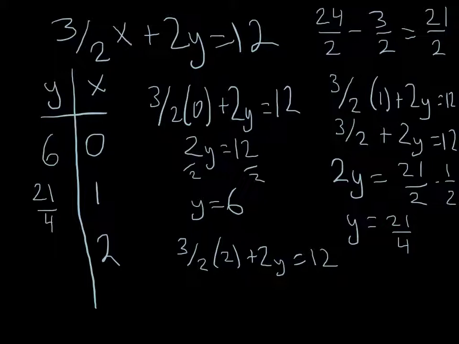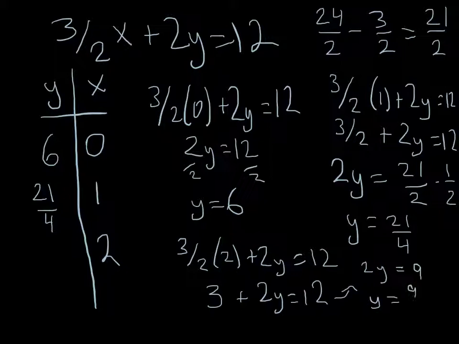This one works out a lot nicer because 3 halves times 2, 3 times 2 is 6, and 6 over 2 is 3. Just going to continue over here. Subtract 3 from both sides. Then y equals 9 halves after you divide both sides by 2. That's a little bit bigger than 4.